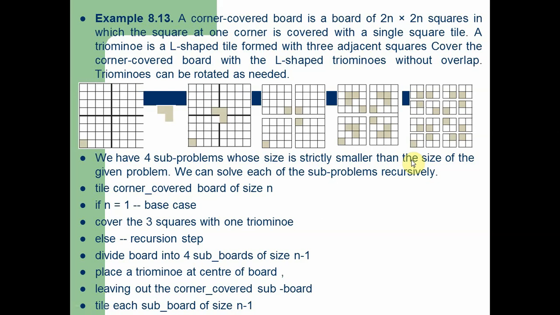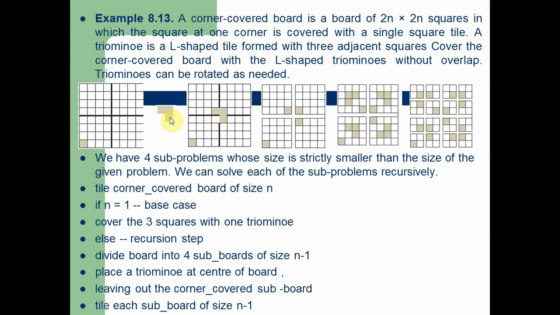The next one is another recursion problem. Consider a corner covered board. It is a board of 2 power n by 2 power n squares in which the square at one corner is covered. So this is the board where a single corner is covered with a single square tile. A triomino is an L-shaped tile formed with three adjacent squares.